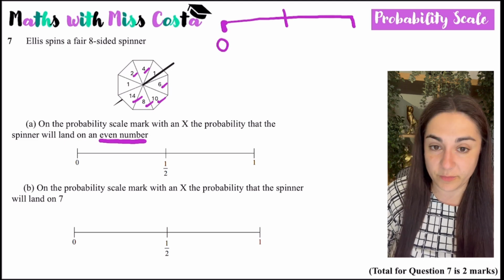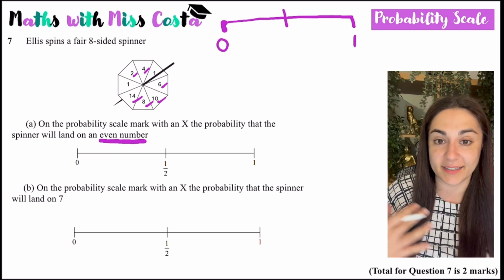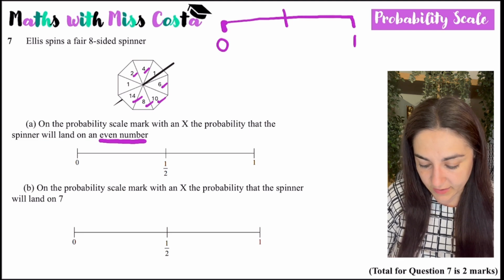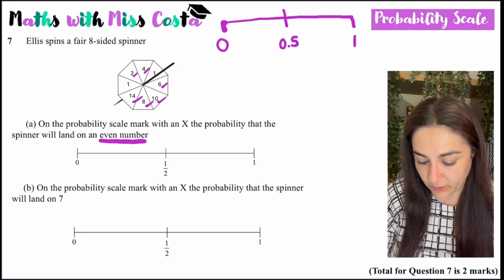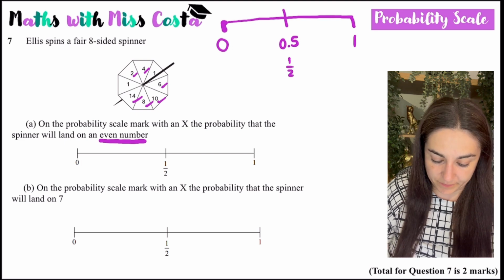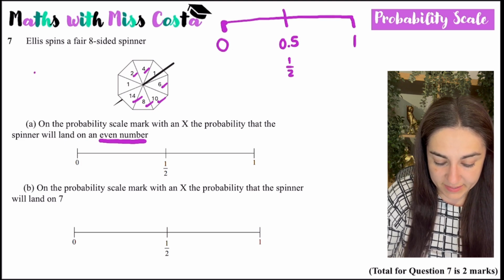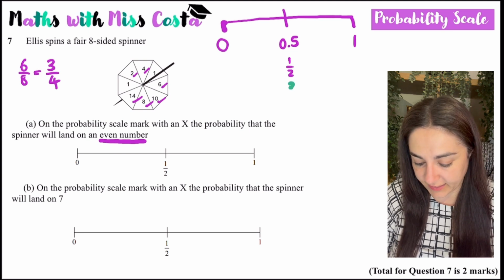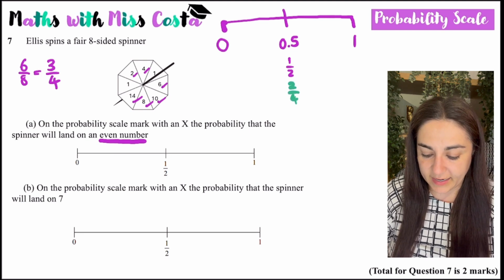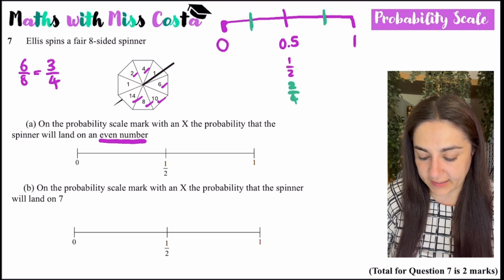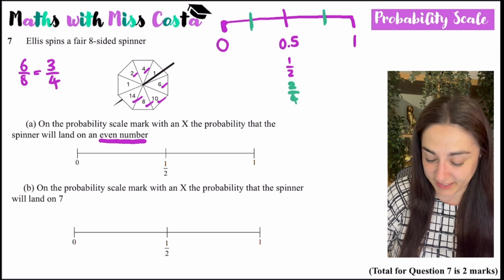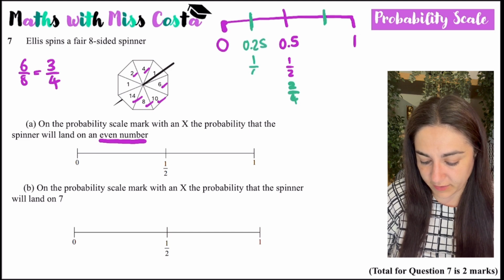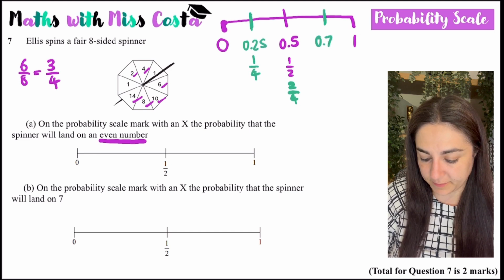So we've got 0 represents nothing, 1 represents absolutely certain. Halfway would be 0.5, which is equivalent to a half. And we said that the probability of this happening is 6/8, which we simplify to 3/4. So a half, if I used my equivalent fractions, that's the same as 2/4. Now, in between 0 and a half is going to be 25%, or 0.25, or the equivalent is 1/4. And over here, it's going to be 0.75, or the equivalent is going to be 3/4.